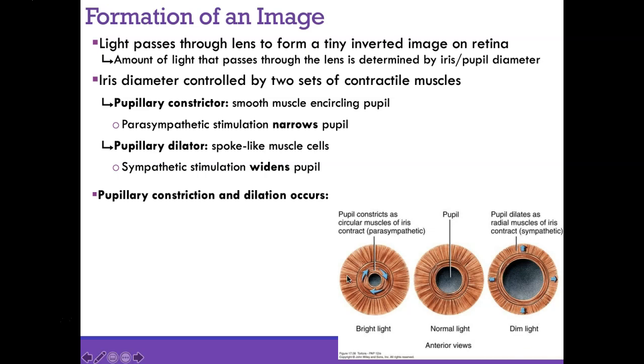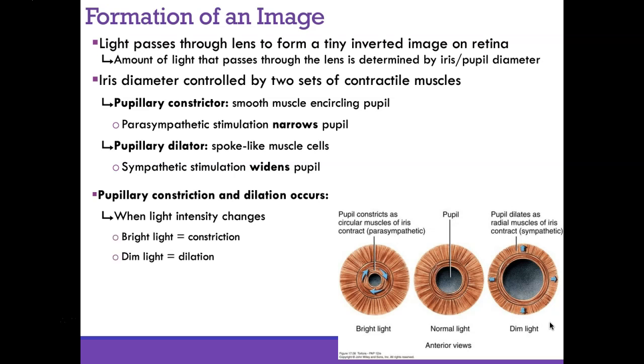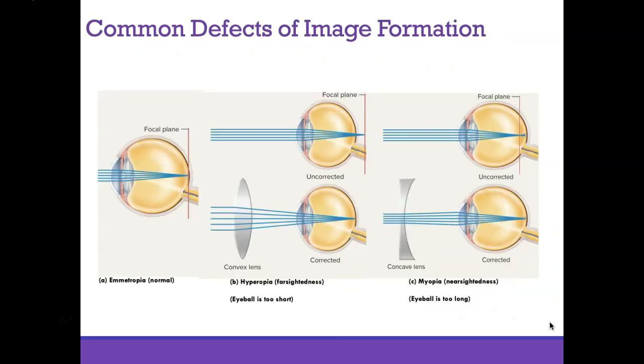So in bright light, our pupillary constrictors will contract. In dim light, our pupillary dilators will contract. So when light intensity changes, we're going to have different contractions of these pupillary muscles. When our gaze shifts between distant and far, we also need to accommodate different amounts of light so the image can focus on the retina. And that's what's shown over here.